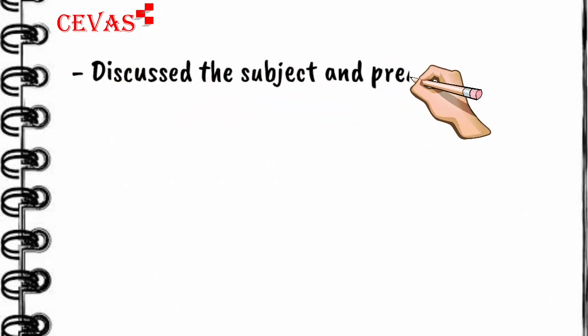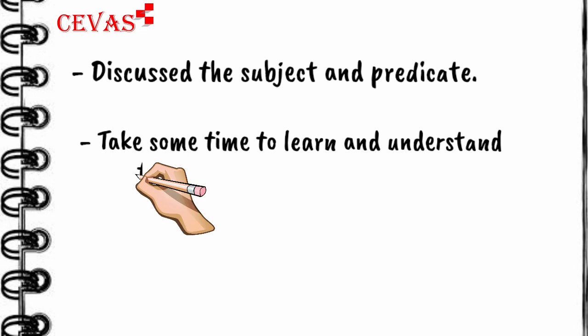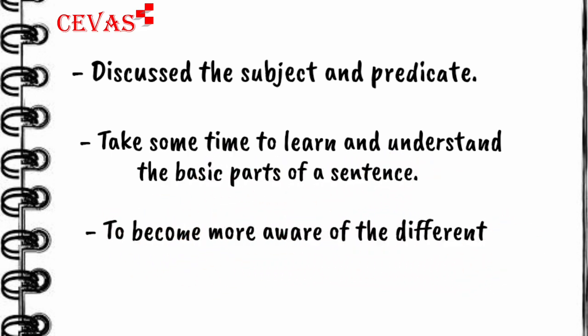So there we go. We have successfully discussed the subject and predicate. It is important that we take some time to learn and understand the basic parts of a sentence for us to become more aware of the different elements of grammar.